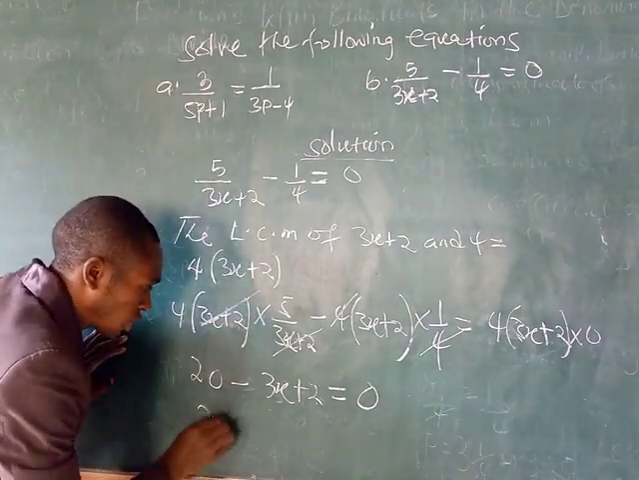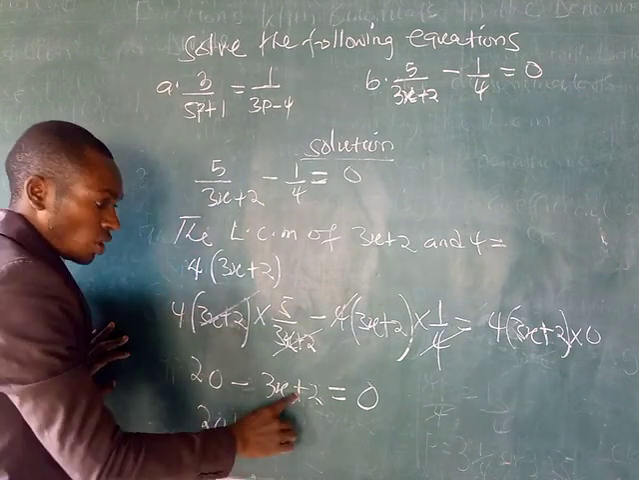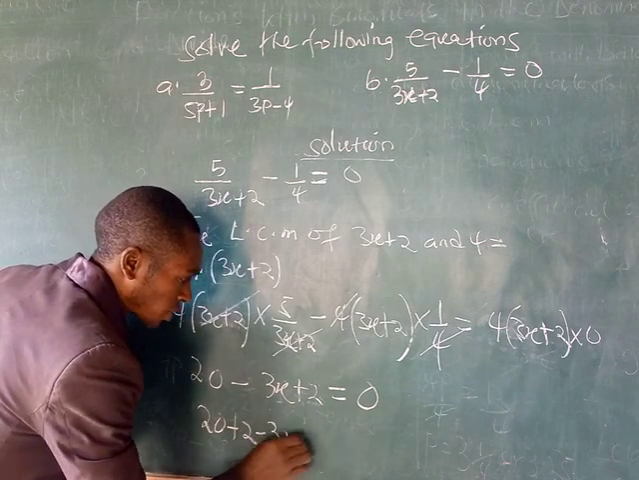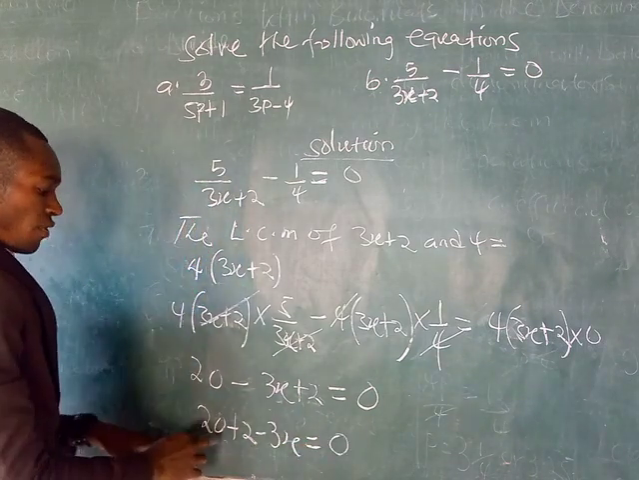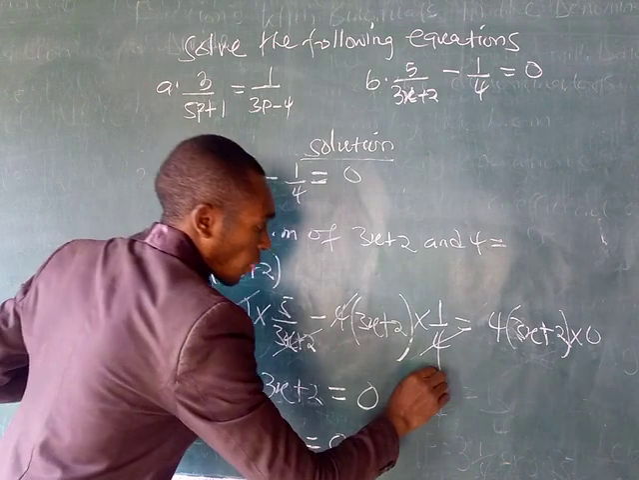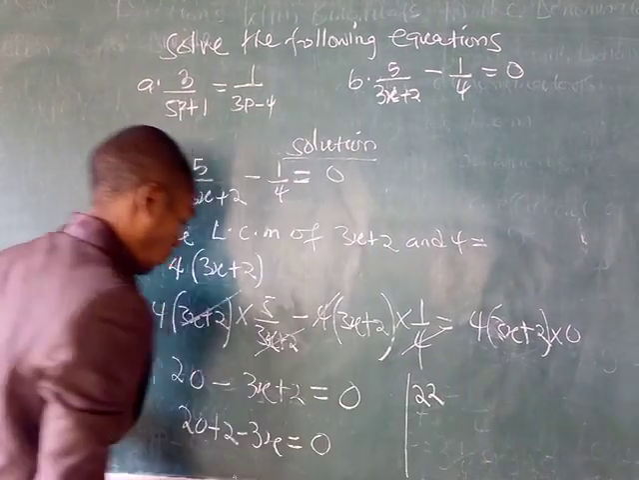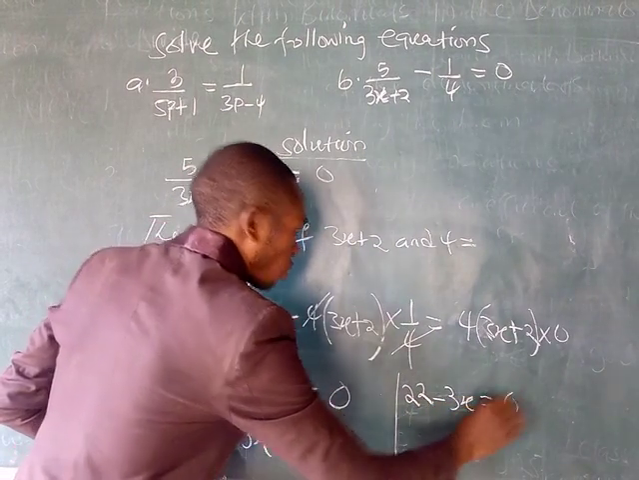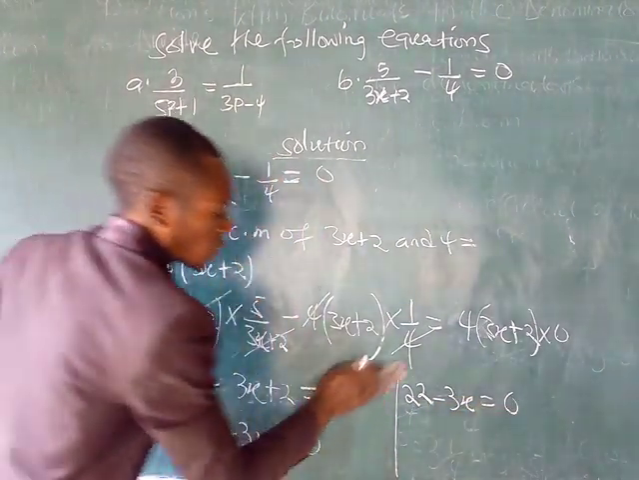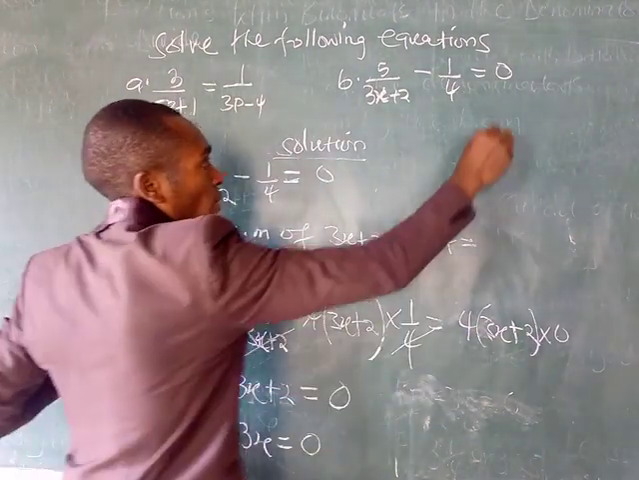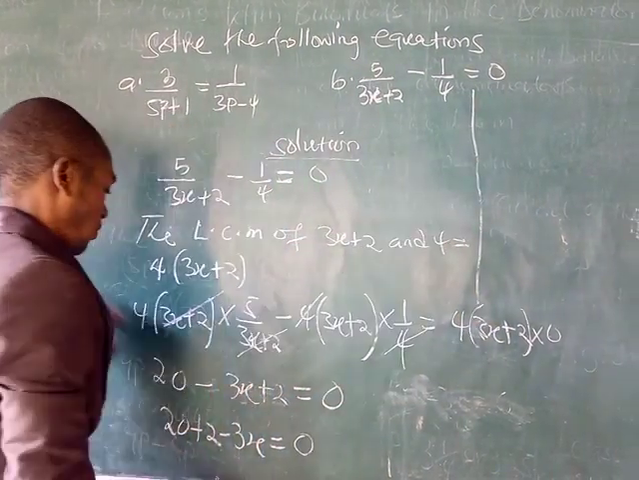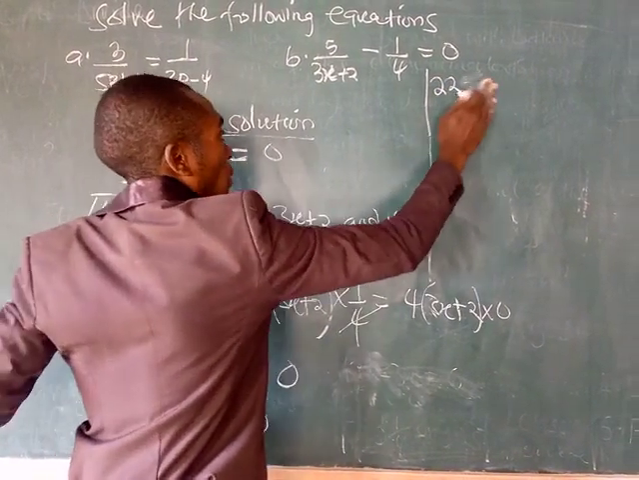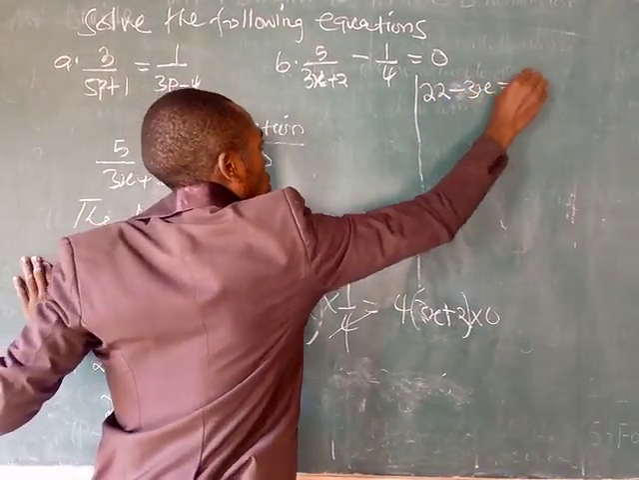So we have 20 plus 2. This plus is for the 2. So 20 plus 2, then minus 3x equals 0. Now 20 plus 2 will give us 22. Now 22 minus 3x will give us 0. Or better still, let's take this to this side. So we have 20 plus 2 will give us 22 equals, minus 3x equals 0.